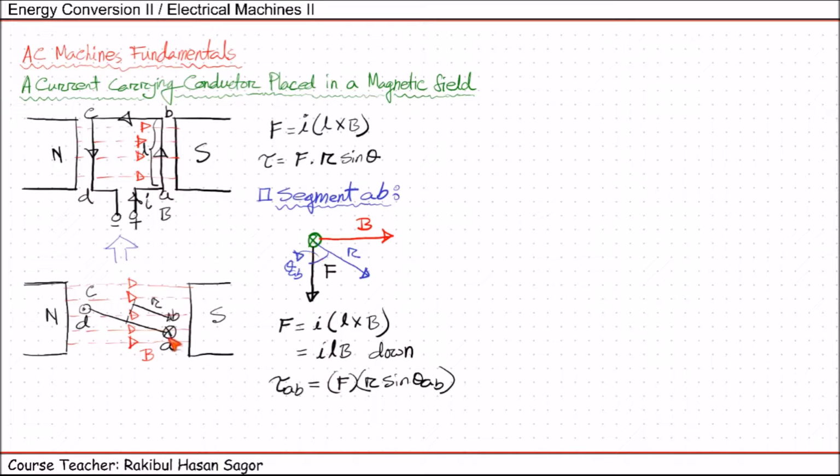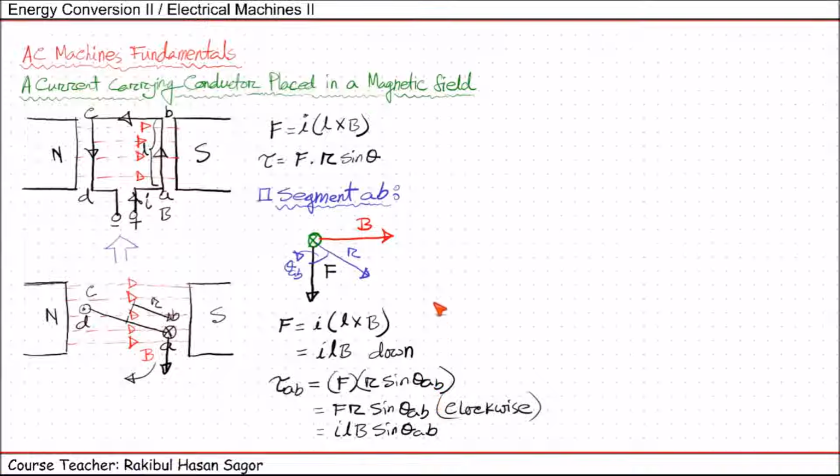As the force exerted on this wire is downward, the angular force represented by tau AB will have a clockwise direction, that means in this direction. So I can write tau AB equal to F R sine theta of AB, and the direction will be clockwise, where F can be represented by this ILB value. So ILB sine theta of AB. I think this question is clear to all of you. Let's go for the other sections.